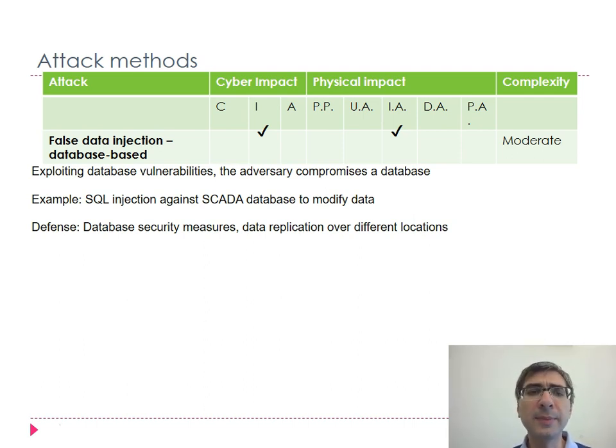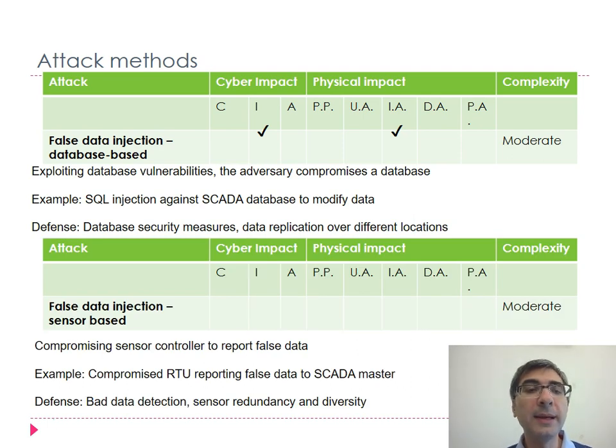In this case, if it's database-based, then it's more about database security measures, and also, of course, about data replication over different locations, so that we know that the data are not stored in only one database, but in multiple. So if someone intends to breach the security of one database, they haven't breached the security of another database. So we can check between the two if the data agree. And it can be sensor-based. In this case, it is about compromising the sensor controller to report false data. So it's not the communication. It's not like the information did not travel correctly.